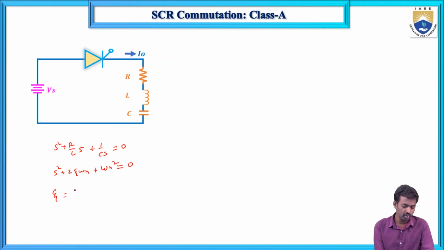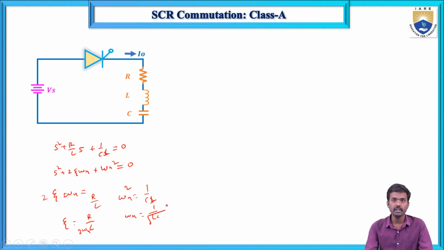Here zeta equals 2 zeta omega n equals 1 by R by L, and omega n equals 1 by C, omega squared equals. Now here zeta equals R by L to omega n, and omega n equals 1 by under root LC. So now, to make this system underdamped, this zeta must be between 0 and 1.